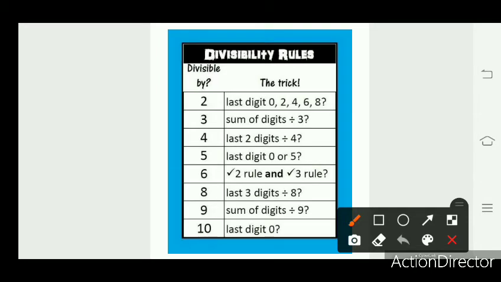Now 10. The divisibility rule of 10 says that if the last digit, or unit digit, is 0, then we say that the whole number is divisible by 10.